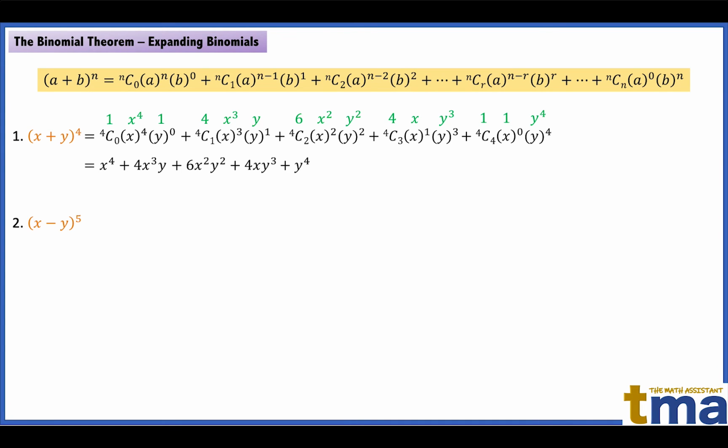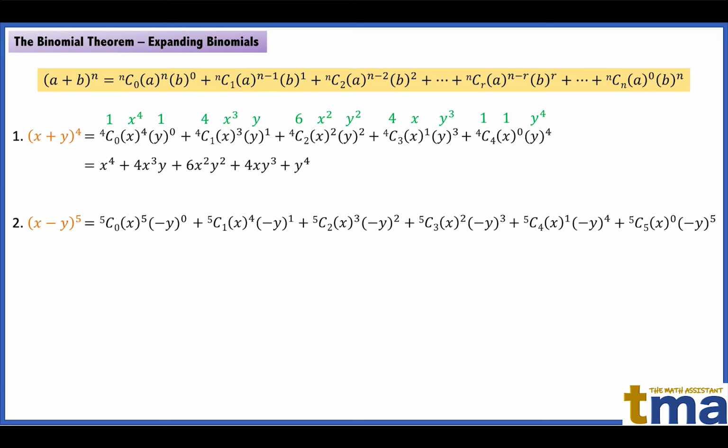Looking at another example like (x minus y) to the power of 5. Since n equals 5, we should start with 5C0, then 5C1, then 5C2, then 5C3, then 5C4, and finally 5C5. The first term is again x. We start with x to the power of 5, then x to the power of 4, then x to the power of 3, then x to the power of 2, then x to the power of 1, and finally x to the power of 0.